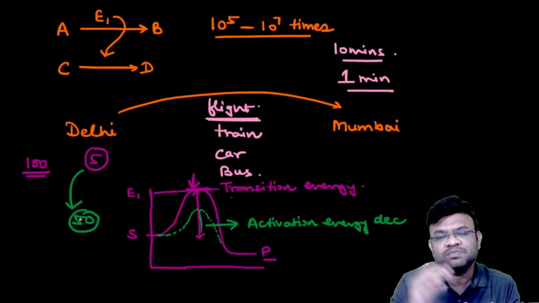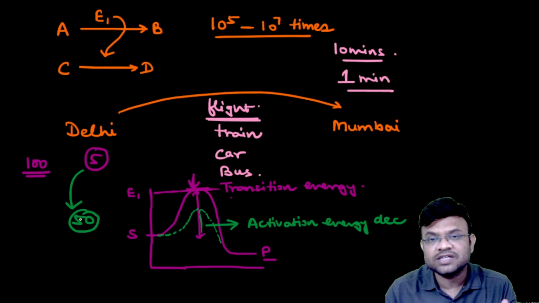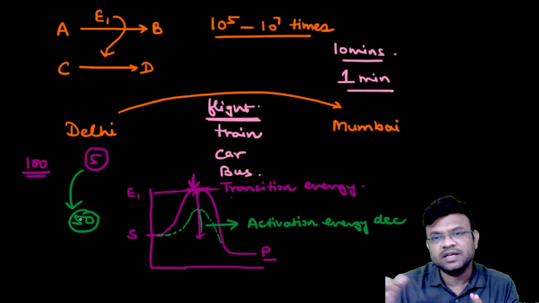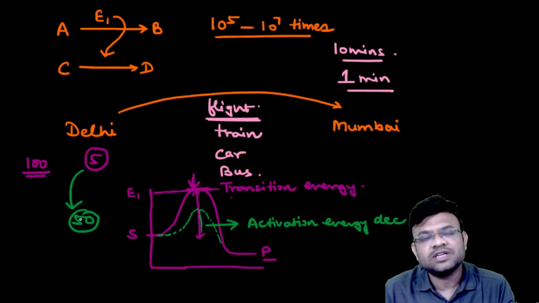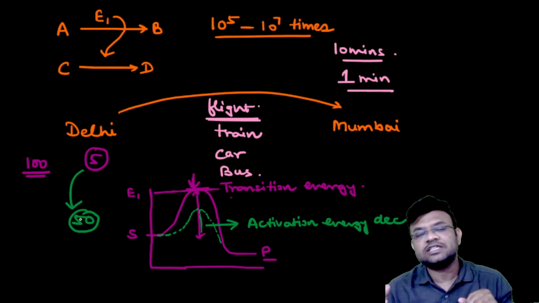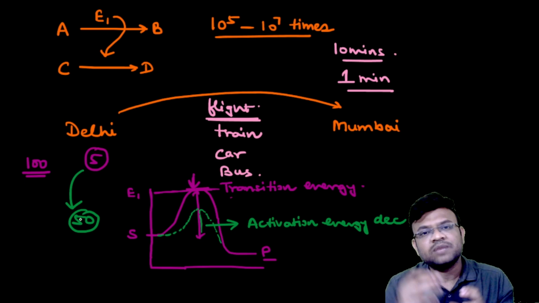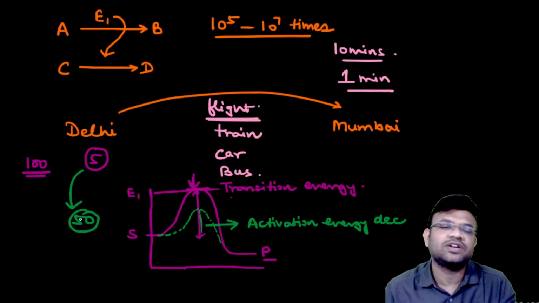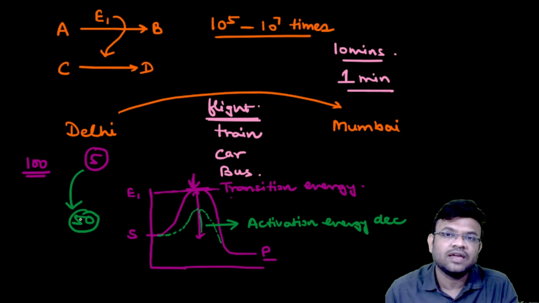Because of this, the speed of the reaction will be enhanced many folds. It would be increasing greatly. That is why enzymes play such an important role in enhancing the rate of the reaction, because they allow more substrate molecules to take part in the reaction by decreasing the activation energy considerably. So this is what is happening, and this is what I meant by activation energy.